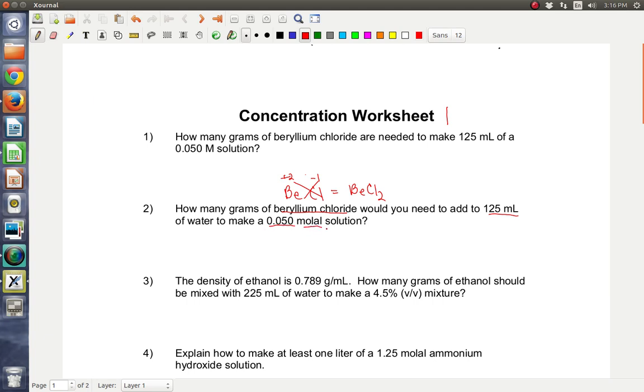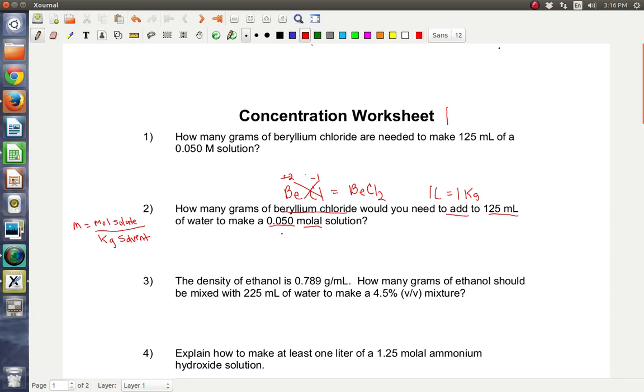0.050 molal solution? Several things you need to remember is that 1 liter of water is 1 kilogram in mass, because the density of water is about 1 gram per milliliter. So we have to turn this into kilograms, because what is molality? Molality, little m, is moles of solute per kilogram of solvent. Okay, and water is a solvent here because we're telling you we're putting the grams of beryllium chloride and we're adding it to the solvent.